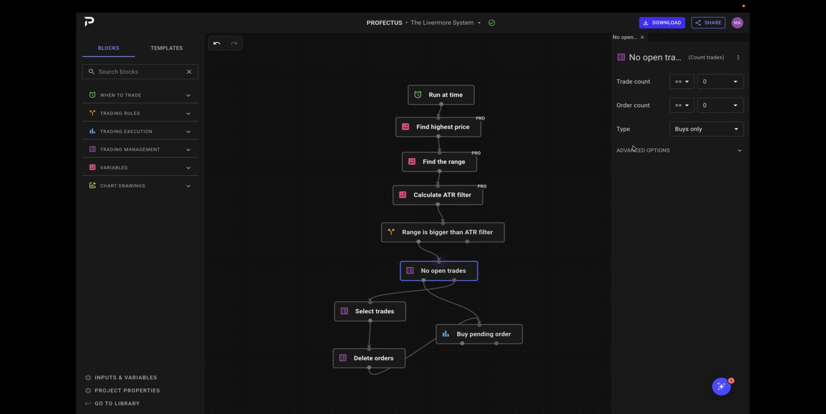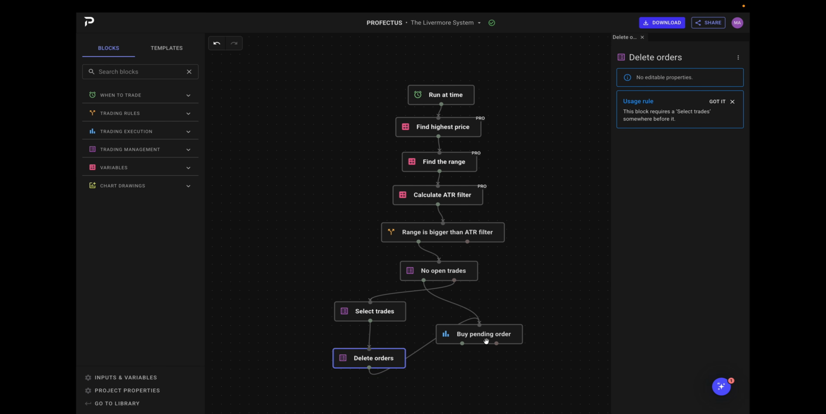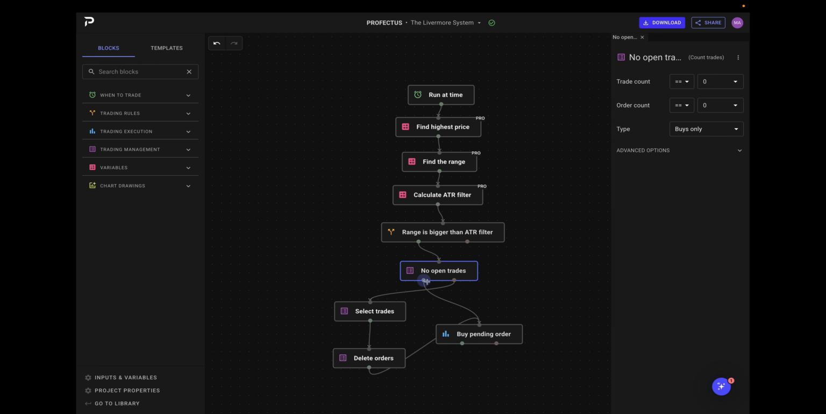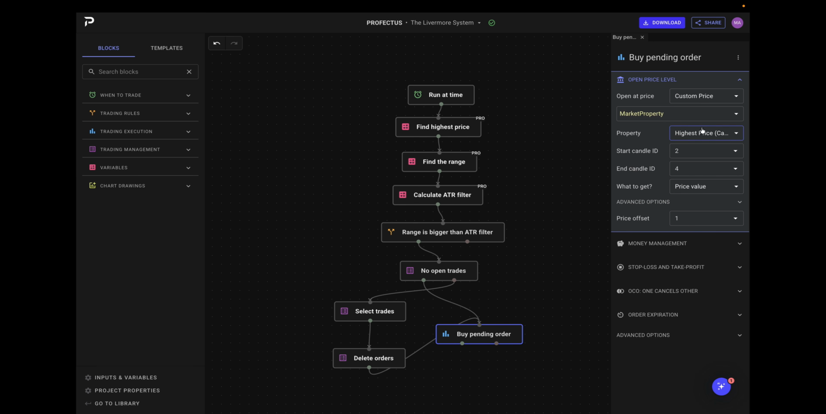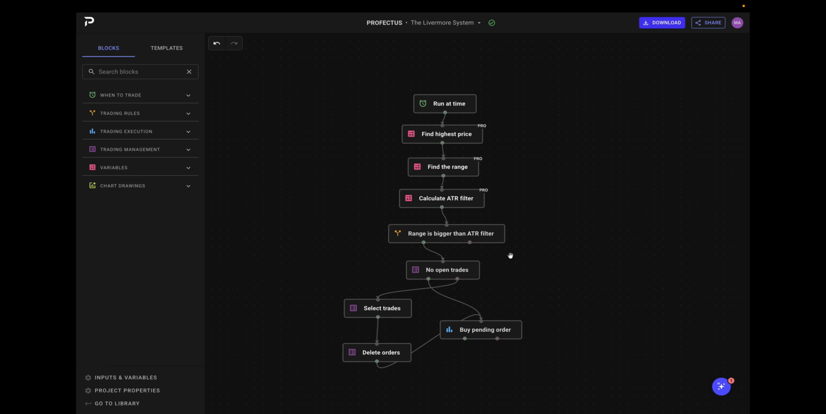Let's continue. Do we have trades open? No, trade count is 0, order count is 0. We have nothing placed, nothing open, buys only. Select the trades, if we do have, by the way. So if we do have trades open, this will be no. And then we select the trade, delete the orders, and then place a new pending order. Where? On the highest price of 224. But if it was true, we didn't have trades open, then straight away we just place it on the custom price: highest price, candle period 224, price value, price offset 1 pip, and then risk percentage of balance, and then your risk to reward. Okay, this is the strategy.